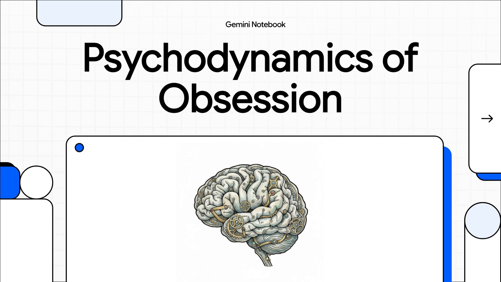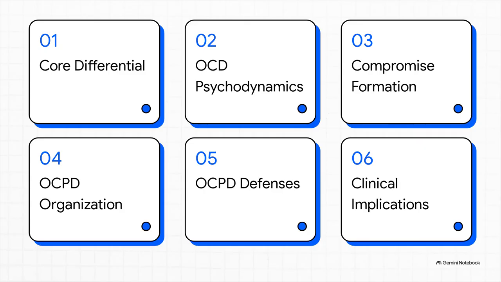Let's get into it. Okay, let's quickly run through our agenda for today. We've got 1. Core differential, OCD versus OCPD. 2. Psychodynamics of OCD symptoms. 3. The compromise formation. 4. OCPD personality organization. 5. Defense mechanisms of OCPD. And finally, 6. Integrated clinical implications.